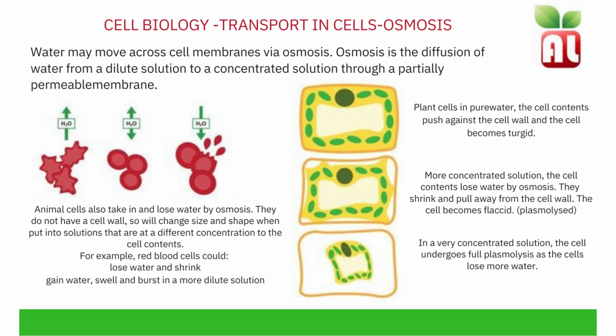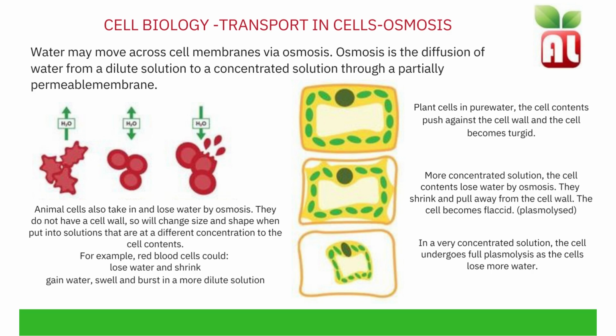Dilute solutions contain more water, therefore having a higher concentration of water. Plant cells, in pure water, the cell contents pushes against the cell wall and the cell becomes turgid. This is because in pure water, the solution has a higher concentration of water than the cell, so water moves into the cell via osmosis.